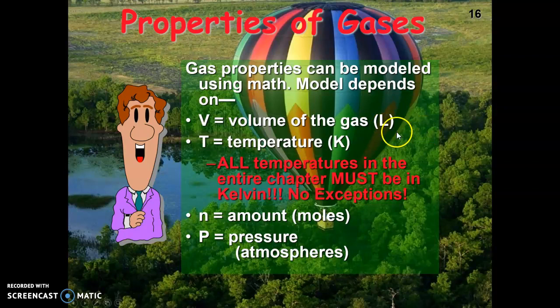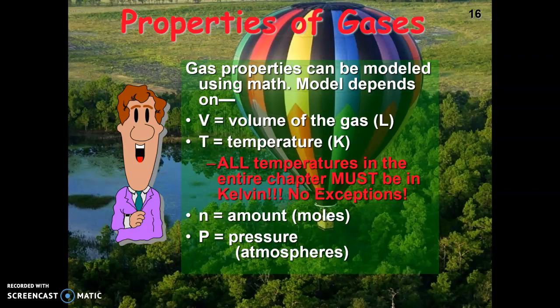Occasionally it'll be presented in milliliters, and if you're using the ideal gas law, you will need to convert to liters if you're not already in liters. Temperature for gas properties and gas laws will be measured in Kelvin. And if you're in Celsius, then you need to convert to Kelvin. There is an equation that tells you how to do that on page 3 of your reference table.